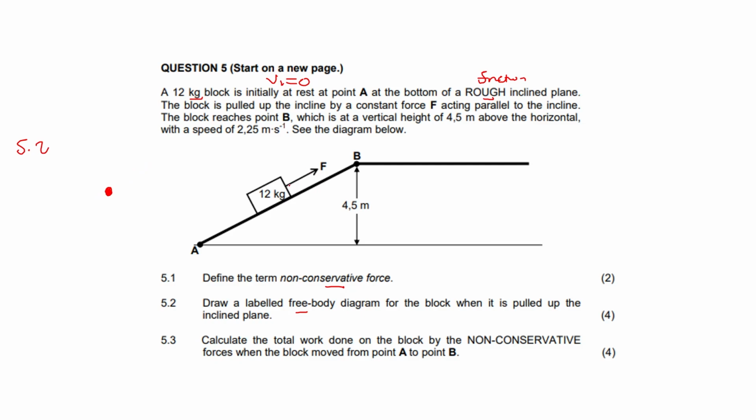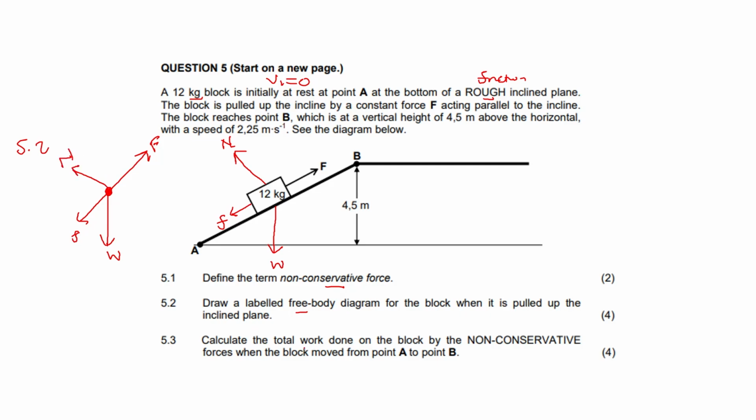They already drew one force for you, which is the constant force F acting parallel to the incline. They said it's a rough incline, so there's going to be some friction, which is going to be smaller than the constant force. It's up an incline, so there's going to be some gravity. Gravity is always acting on it, right? And then the normal force that is perpendicular to the surface. And that is essentially a free body diagram. So I'm just going to jot it down on here as well so you can see how it looks. And that's 4 marks, done and dusted.